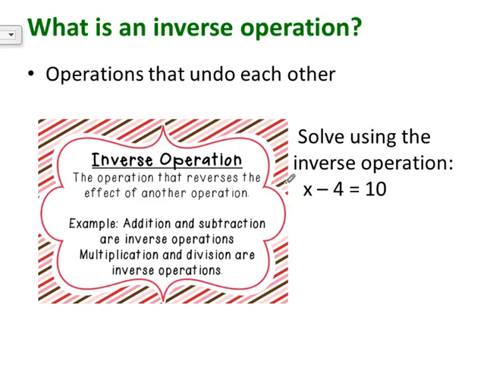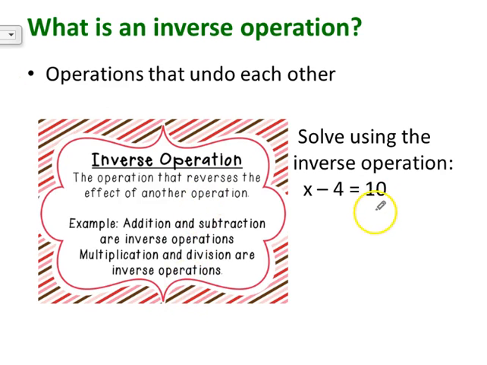But before we do, let's review what an inverse operation is. An inverse operation is just operations that undo each other. So the inverse operation is the operation that reverses the effect of another operation. For example, addition and subtraction are inverse operations. They will undo one another. Multiplication, the opposite of multiplying is dividing, so those are inverse operations. So just think of the operations that are opposite one another.